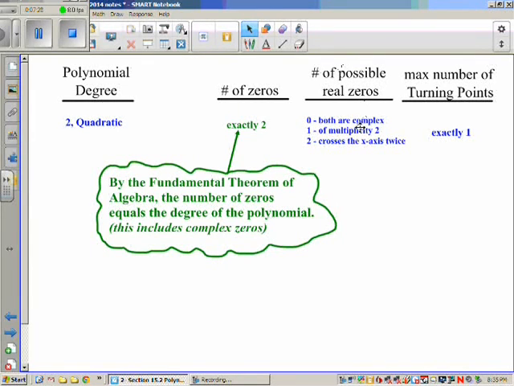The number of possible real zeros, you could have none, as we saw in the last example where it doesn't cross the x-axis. They'd be imaginary or complex. Could have 1 if it bounces off the x-axis. That's a double zero or zero of multiplicity 2.